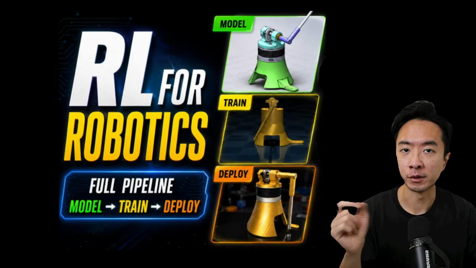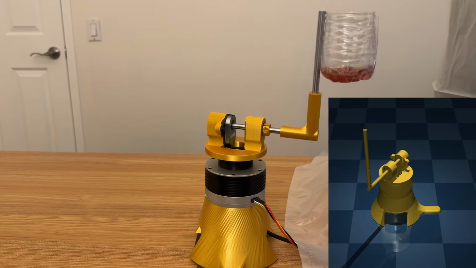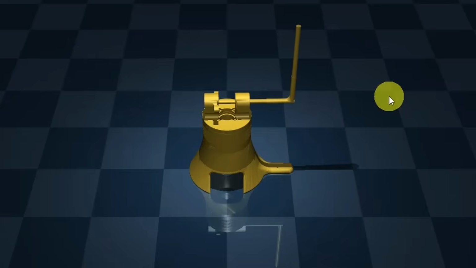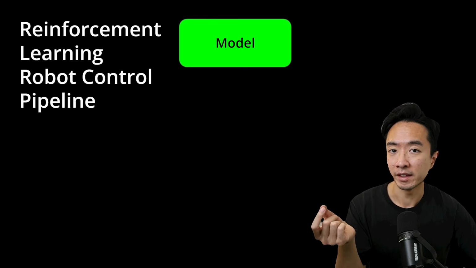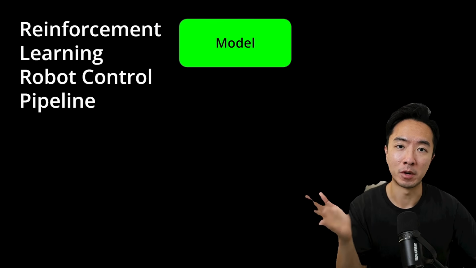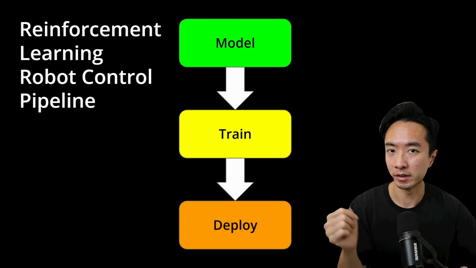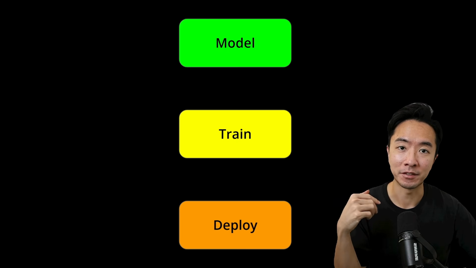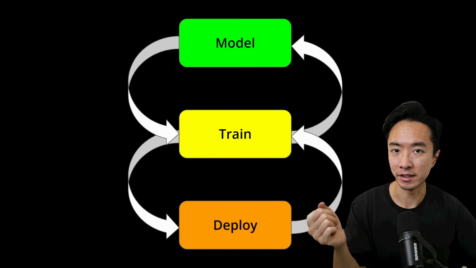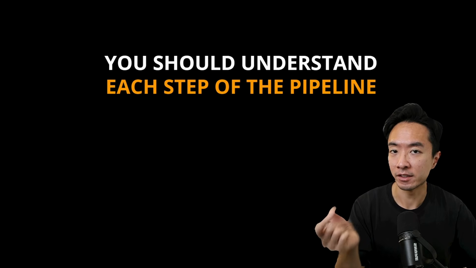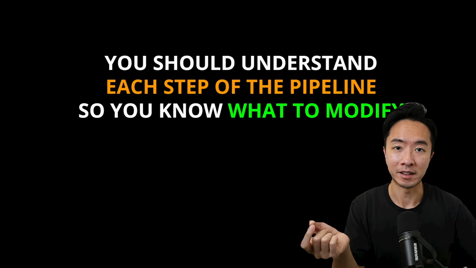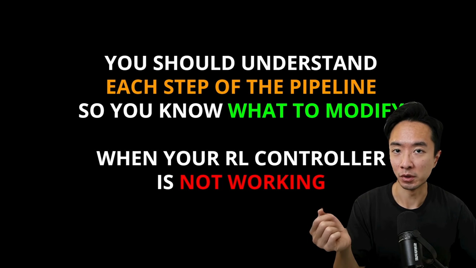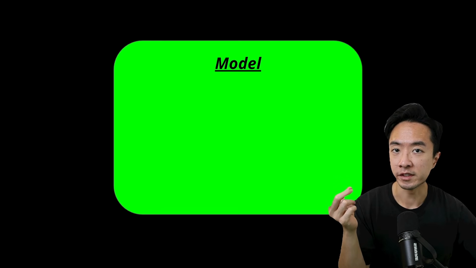In this video, I'll cover reinforcement learning for robotics and the entire pipeline from modeling, training, to deploying. You might think it's a straightforward process that goes from modeling, training, to deployment. But actually, many times you have to iterate between the different stages. That's why you should understand each step of your pipeline so you know exactly what to modify when your RL controller is not working. We'll cover the first step, which is modeling.